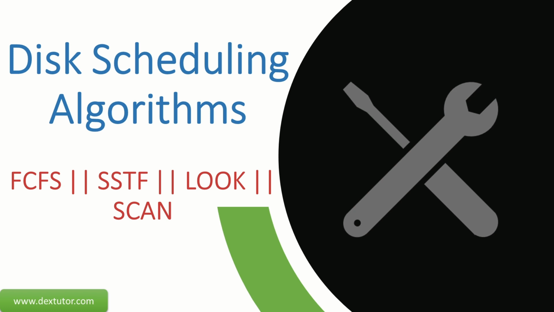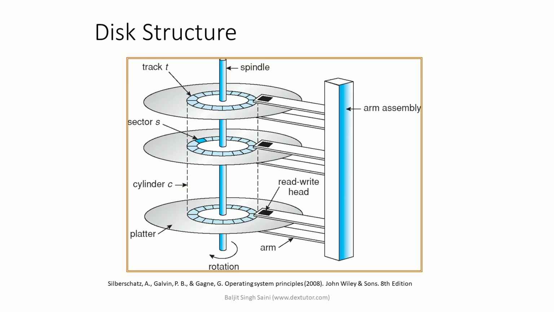My today's presentation topic is disk scheduling algorithms in operating systems. Here is a disk structure. What is a disk and what is its structure? A disk is made up of platters. Here you can see there are 3 platters, and these platters have sectors, and a track is made up of a number of sectors. The spindle is in between them, and here is the read-write head.